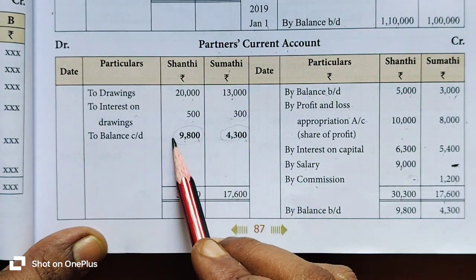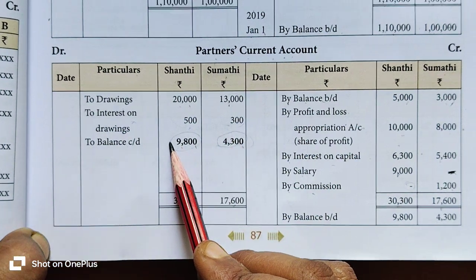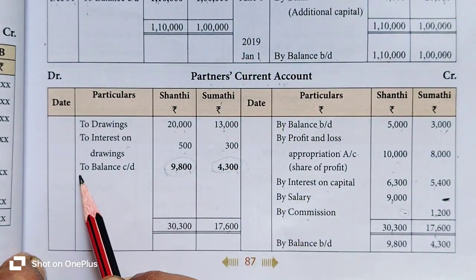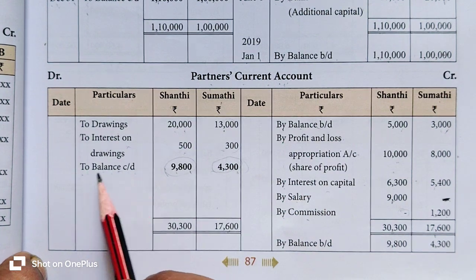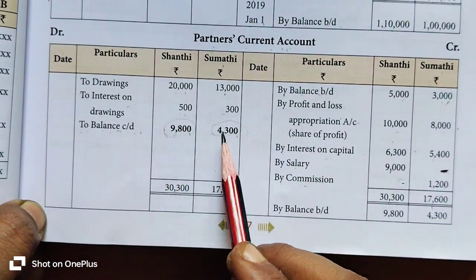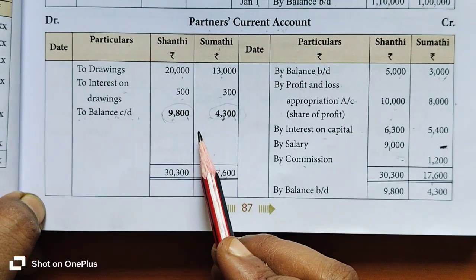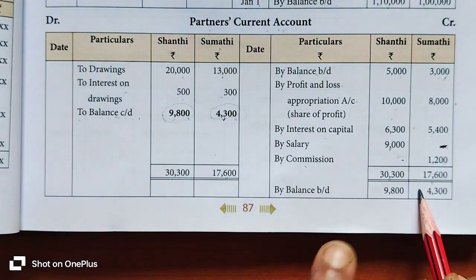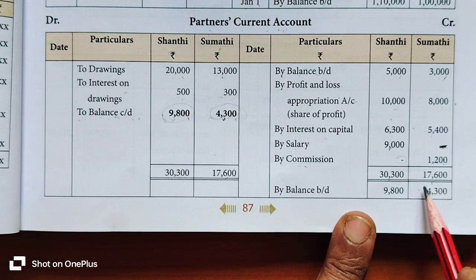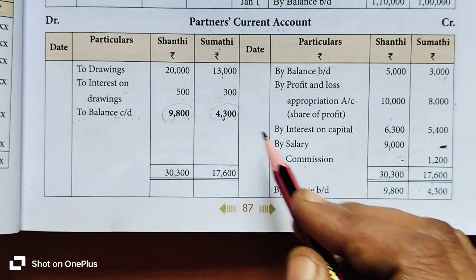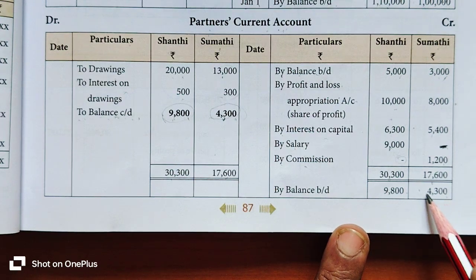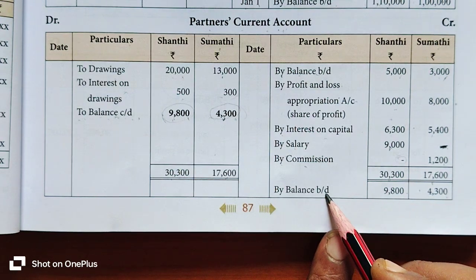Again, this is the closing balance of the partners' current account. So you have to write to balance carried down. Then these two amounts should be brought down to the opposite side. You have to enter them below the total, that is 9,800 and 4,300. Again you have to write by balance brought down.